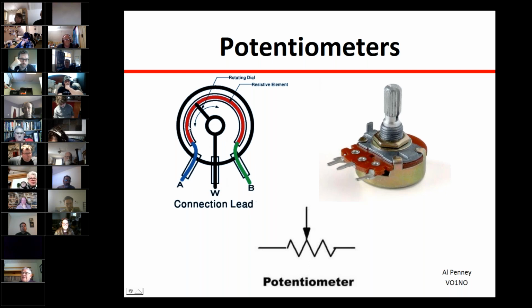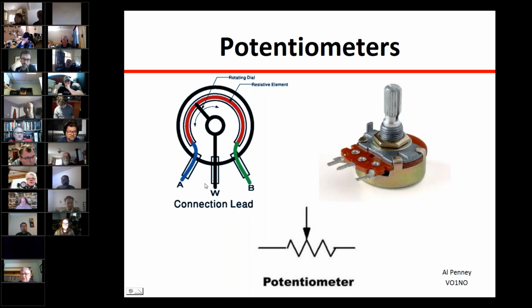Okay? And this is an important component in a lot of circuits. It's called a potentiometer. And the potentiometer right now, which one would be positive and which one would be negative? Doesn't matter. These are not polarity sensitive. Okay. So a volume potentiometer would use W and B. It would actually use all three.